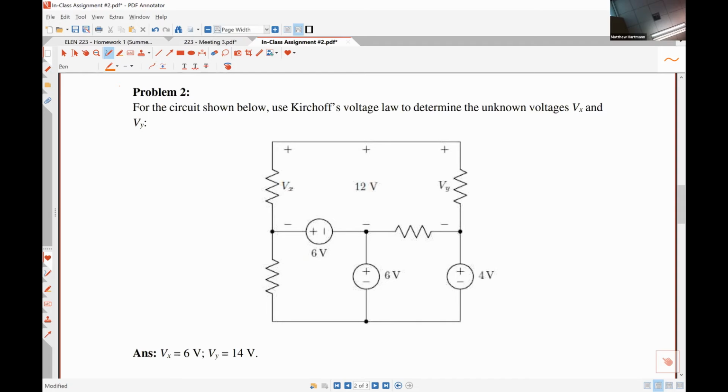Kirchhoff's voltage law is applicable for any closed path, meaning if we start at a point and we end at that point, it's good to go. There are multiple different ways to do this, but I'm going to choose paths specifically that have only a single variable and known voltages. So if I start here, I can come down here and circle back. So that's one path that contains only the voltage Vx and known voltages. Does everybody see that?